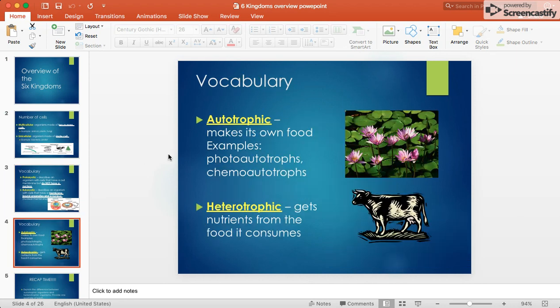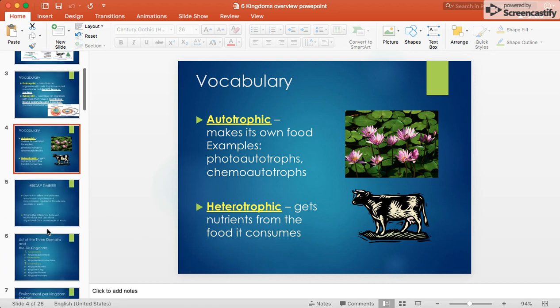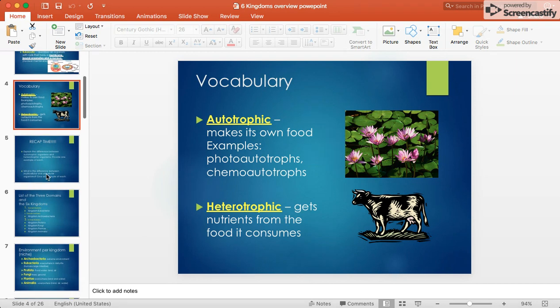The last vocabulary before we start getting into the kingdoms, we have autotrophic, which means it makes its own food. So something like a plant, that would be autotrophic. And then heterotrophic is something that gets nutrients from the food it consumes. So it's a consumer. So we have the beautiful little cow there for heterotrophic. So autotrophic means it automatically makes its food. Heterotrophic means it has to go out and consume food or eat food for energy.